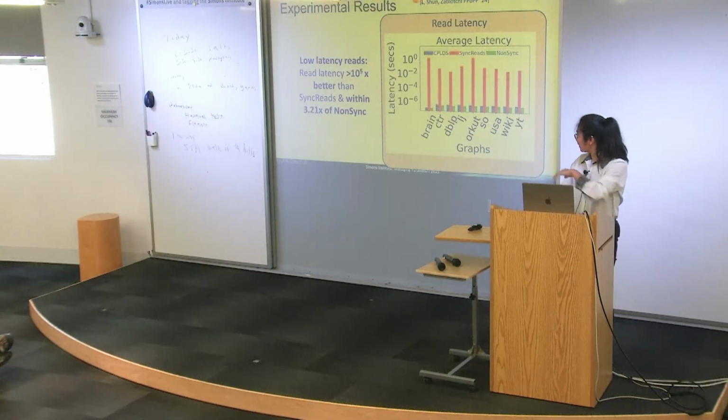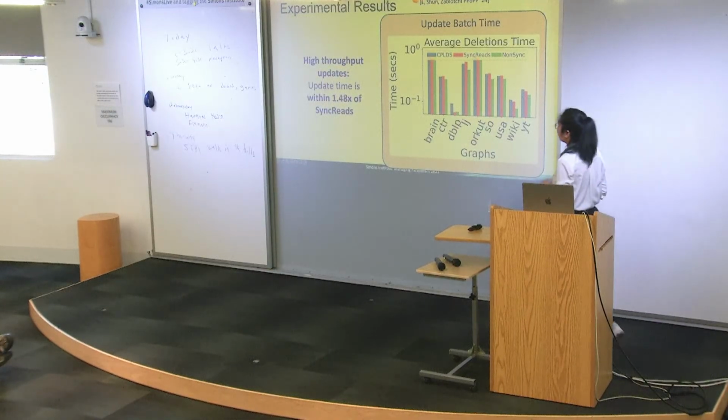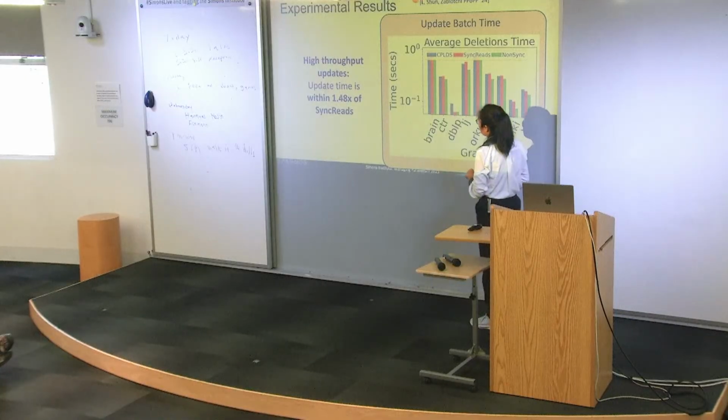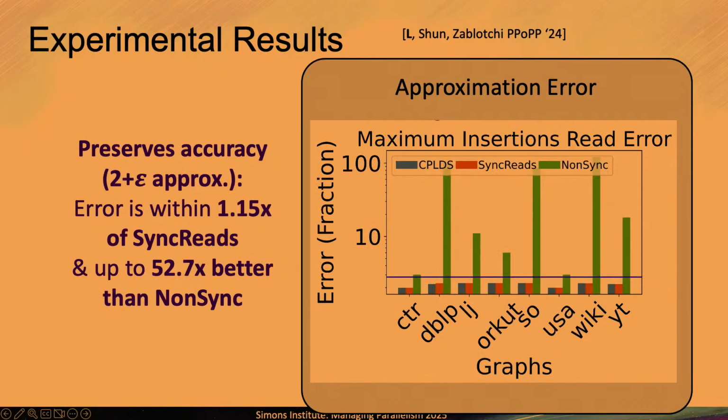Okay, so this is the average latency. Now we have throughput. And then throughput, the best would be sync reads, although all the throughputs are approximately the same. So for throughput, either non-sync or sync reads should be best. So we're within 1.4x of the better of the two. Okay, so our read throughput is quite good still.